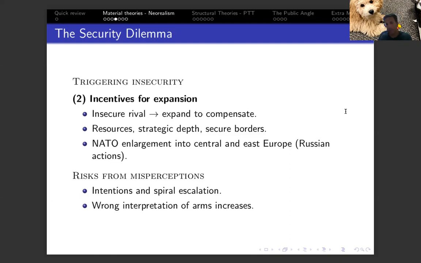So overall, it's the wrong interpretation of arms increases by my adversary that is going to lead to this kind of escalation. And that begins from my wrong assumption that my adversary is going to realize that I'm doing those kinds of military arms increases in order to extend my own security, which in this case is not the correct way to think about it.